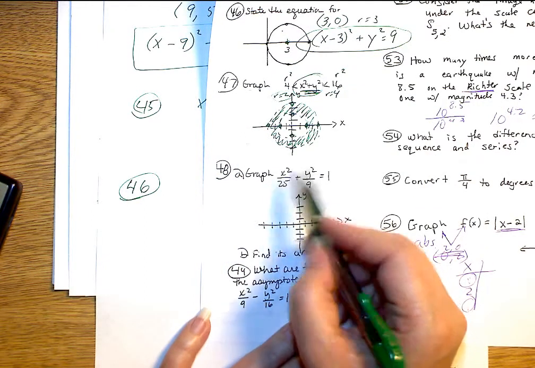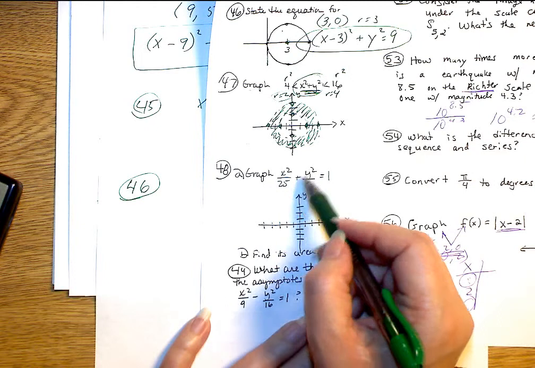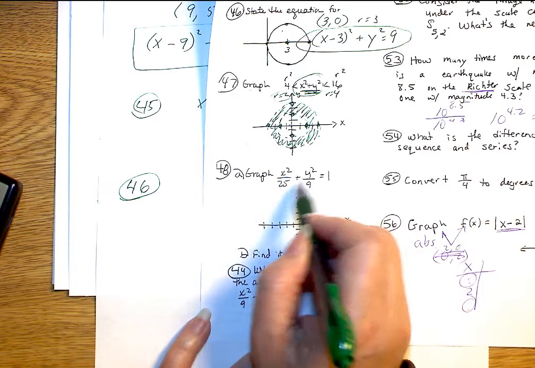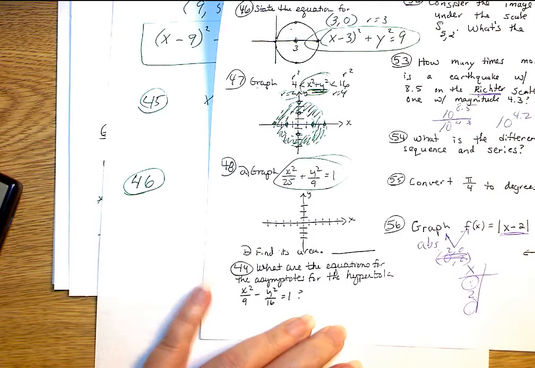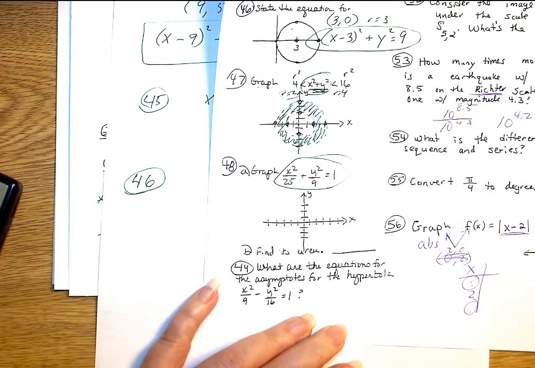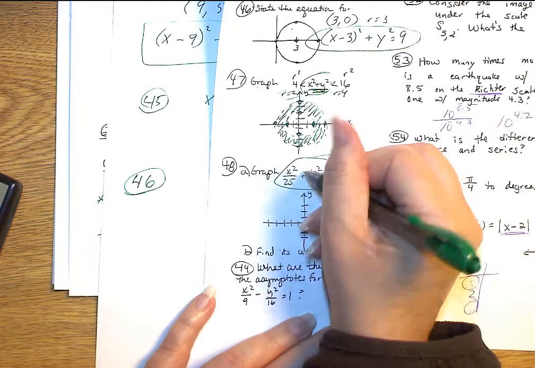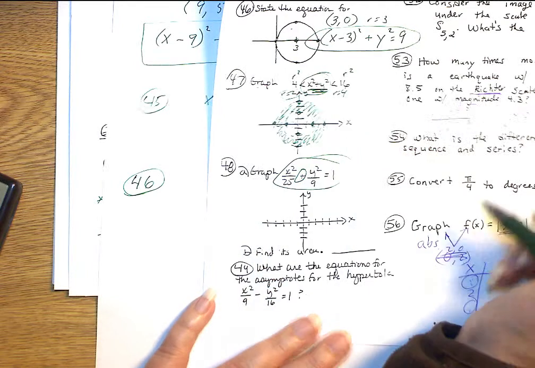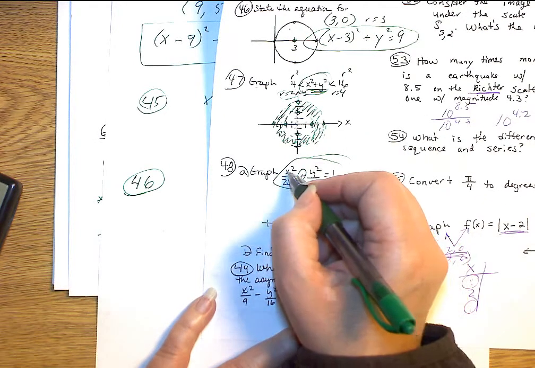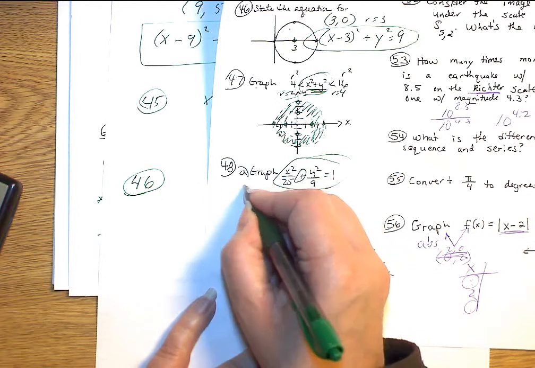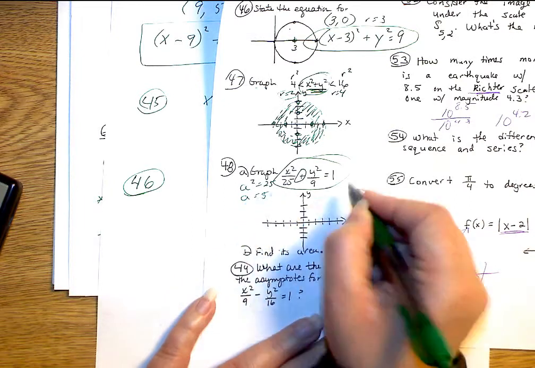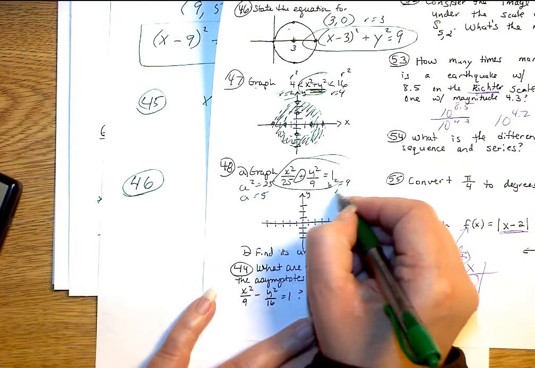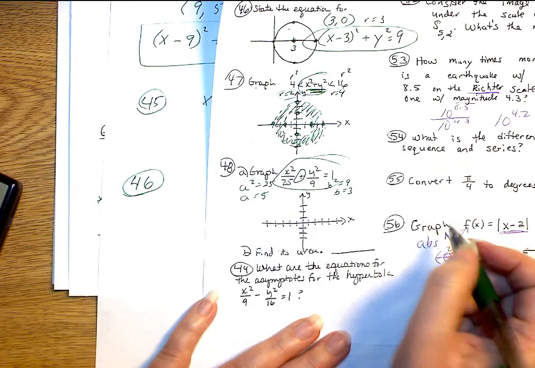Graph x squared over 25 plus y squared over 9 equals 1. Looking at that, what type of graph is it? Is it a circle, a hyperbola, an ellipse? It's an ellipse. Because this is plus, and there's a division on the bottom, we know it's an ellipse. Remember, with A, always go x. So A goes with x, so that means A squared is 25. That means A is 5. B squared is 9, so B is 3, because B goes with y.